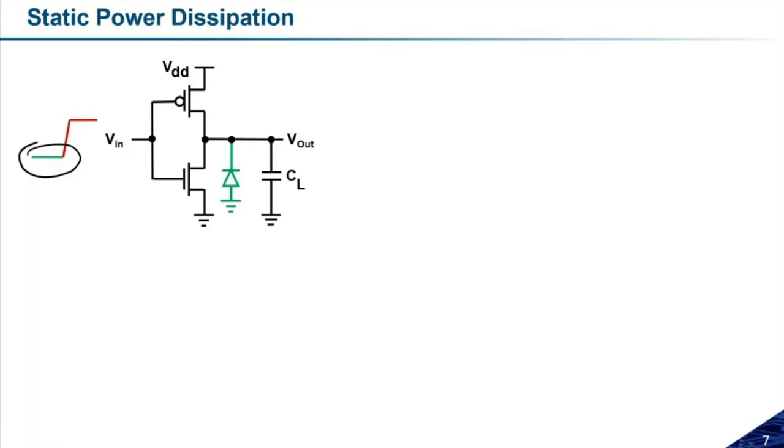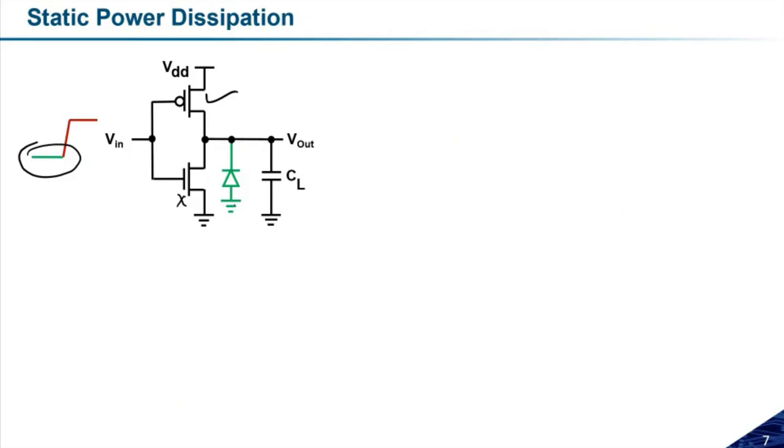If the input is at logic 0, in that case this transistor is in the on state, like the pull up network is in the on state, and the pull down network is in the off state. If this is in the off state, then what will happen? There will be two parameters. See here, because the input is 0, the output is logic 1.